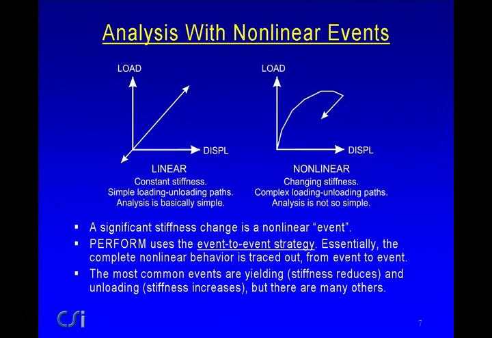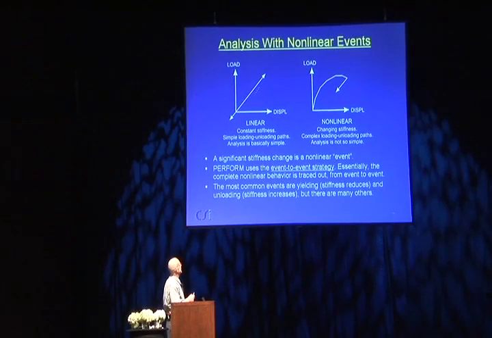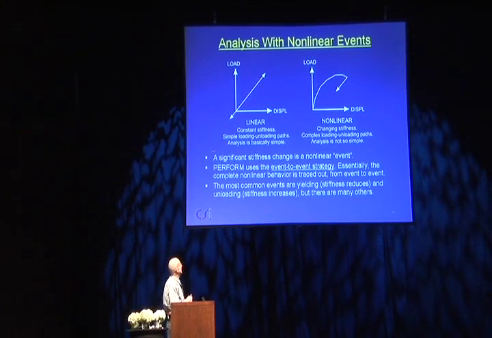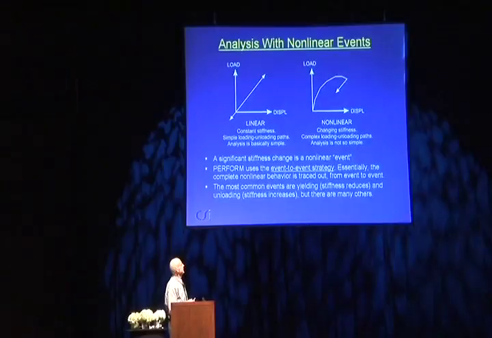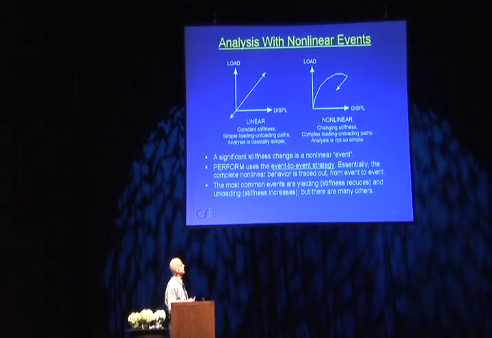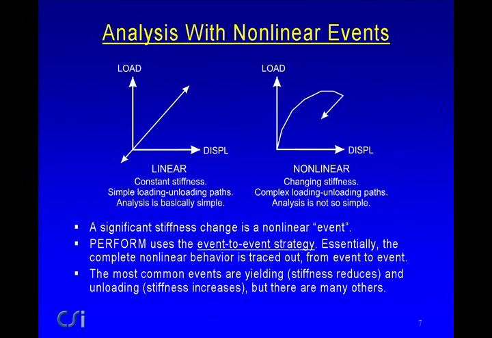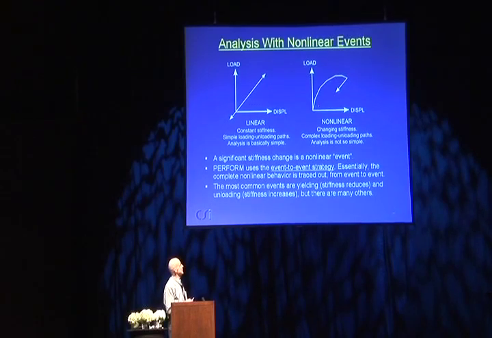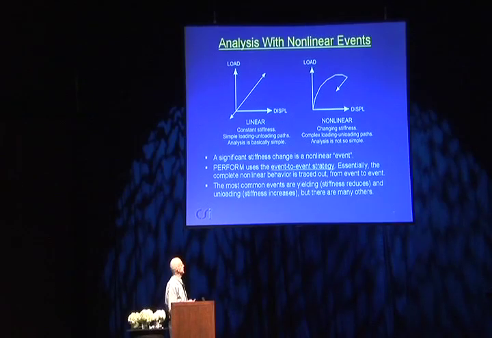Now, event-to-event is something different. If you have linear analysis, it just moves backwards and forwards along this line. So you have a constant stiffness, the loading and unloading parts are pretty simple, and the analysis is basically a pretty simple process. When you have nonlinear behavior, here I've shown a number of linear segments. It's straight, and then the stiffness changes. Here's an event, another event, and so on. So the stiffness progressively changes. You can have complex loading and unloading paths. This one comes up to here and unloads, but if it goes up somewhere else and unloads, it'll come back along a different path. So it's a lot more complex than linear analysis, and it's just not so simple.